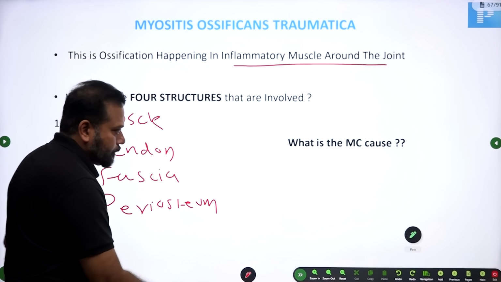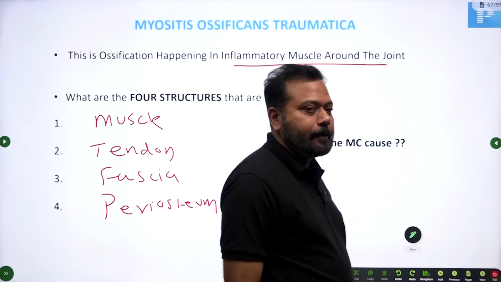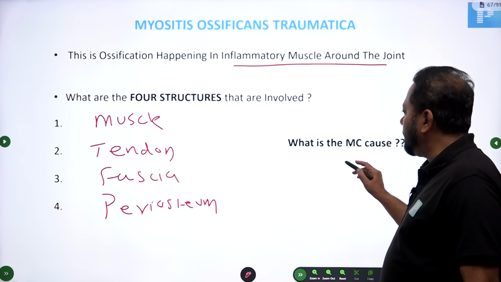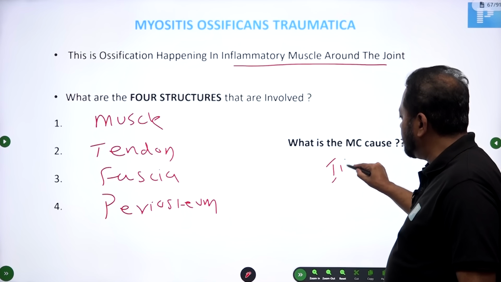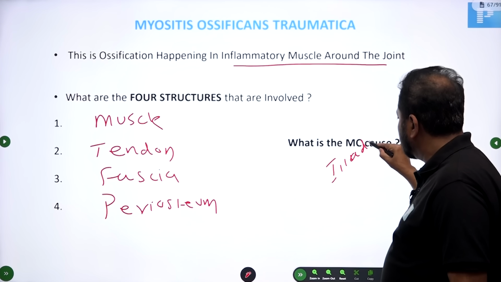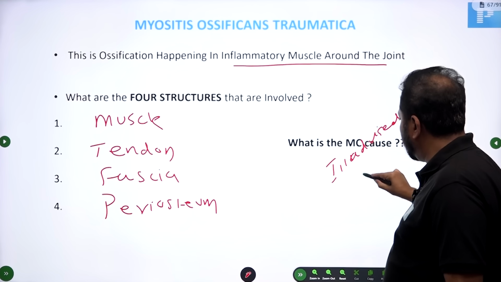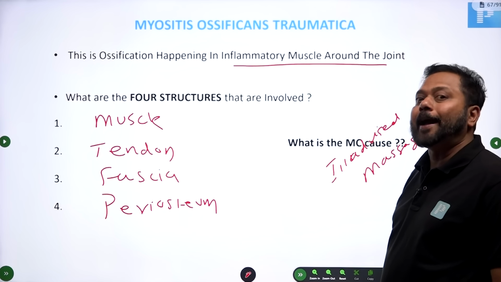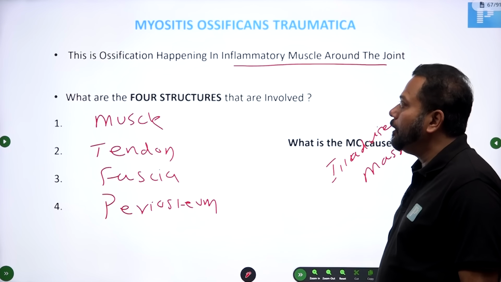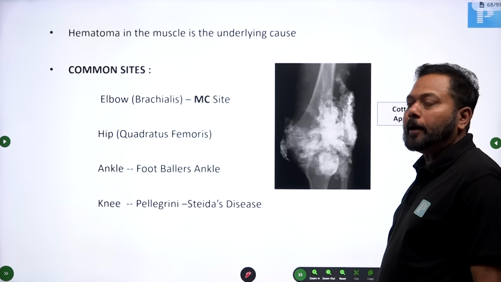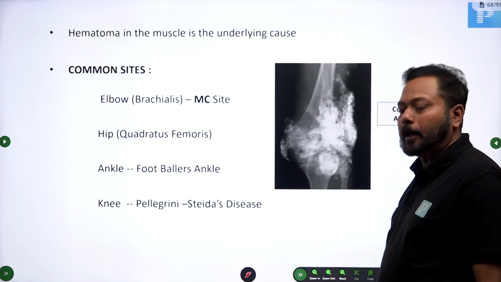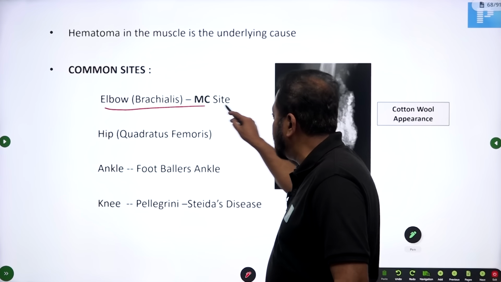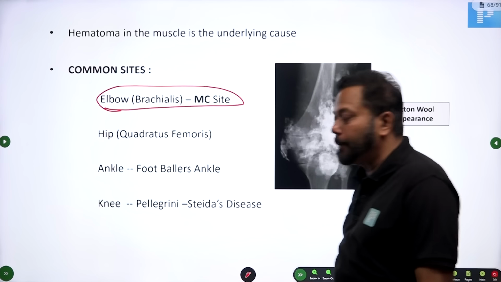Okay, so in myositis ossificans, it is happening in muscle, tendon, fascia and periosteum, an unwanted site. And what is the most common cause? Ill-advised massage. That's the bookish word. Who will do this? Quacks. Traditional bone setters will do this. And hematoma in the muscle is the underlying cause. And common site, I told you, elbow, most common site. And brachialis is the most common muscle.